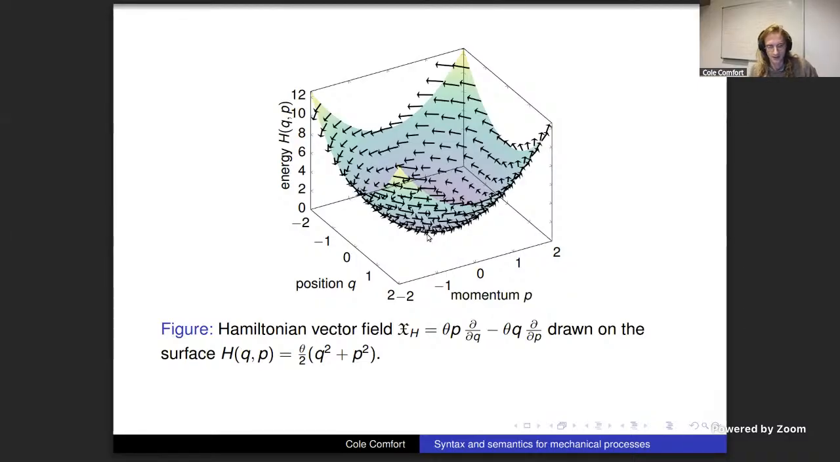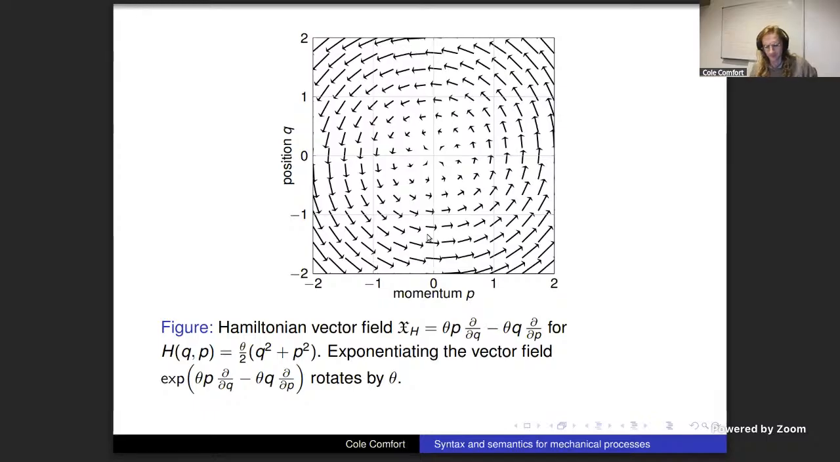And if I just forget the energy now and just project onto the plane, you see that the flow generated by this Hamiltonian for the oscillating spring is just a rotation. Because you're just following these arrows around, and rotating uniformly by this angle theta. So the exponentiation of this is just the rotation matrix.